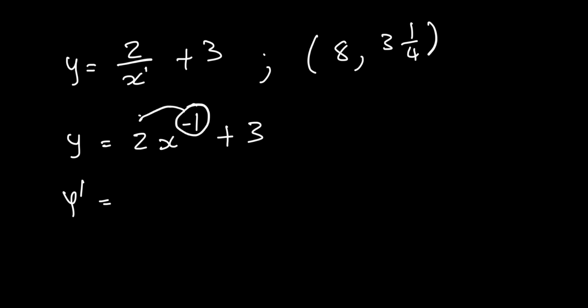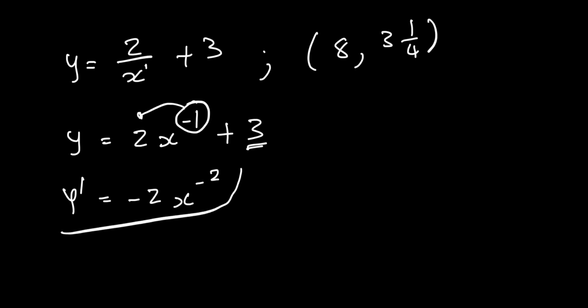You will say now your y prime is going to be what? The -1 multiplied by the 2, that's going to be -2. And then -1 minus 1, that's going to be x to the power of -2. And then this one here is a constant, that means it's going to disappear. So now this is the gradient of this particular function.